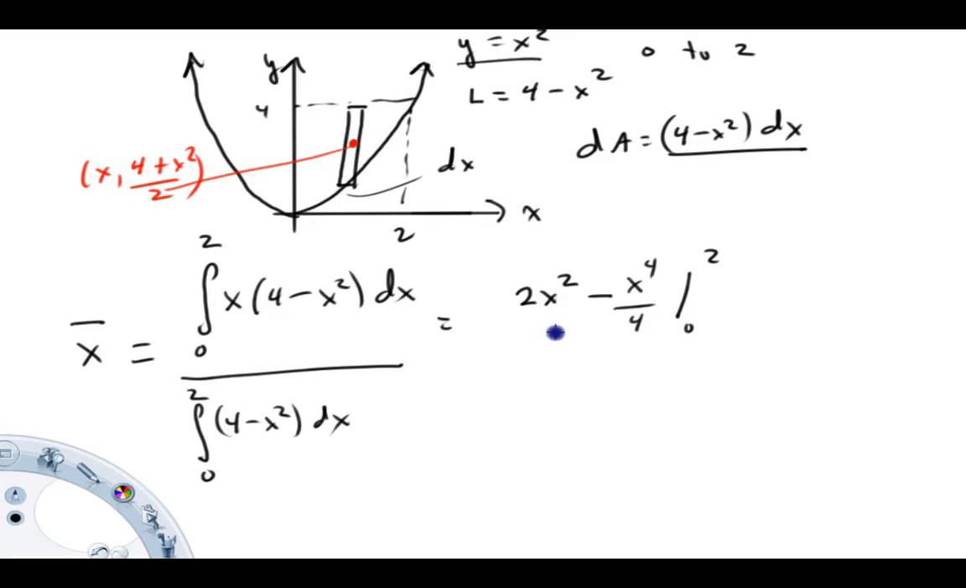I'm just going to go over that one more time, make sure I did that right. 4x is going to integrate to 4x squared over 2. That's a 2x, yep. And then minus x cubed is going to integrate to minus x to the 4th over 4. All right, in the bottom, integral 4 dx is 4x. And then the integral of minus x squared is minus x to the 3rd over 3. And these are, again, evaluated 0 to 2.